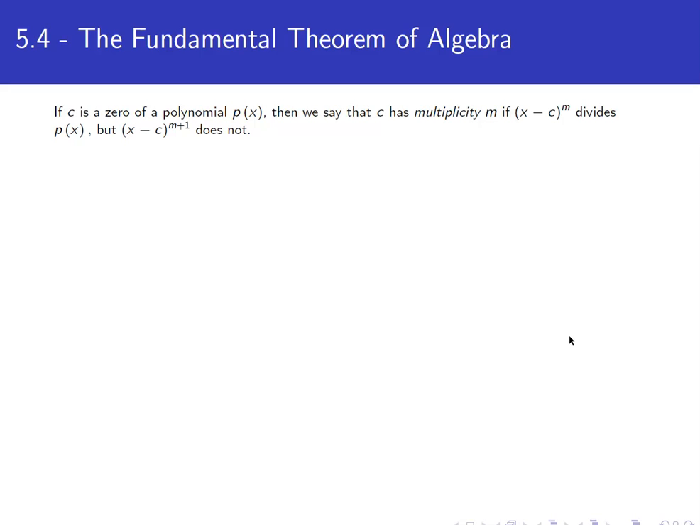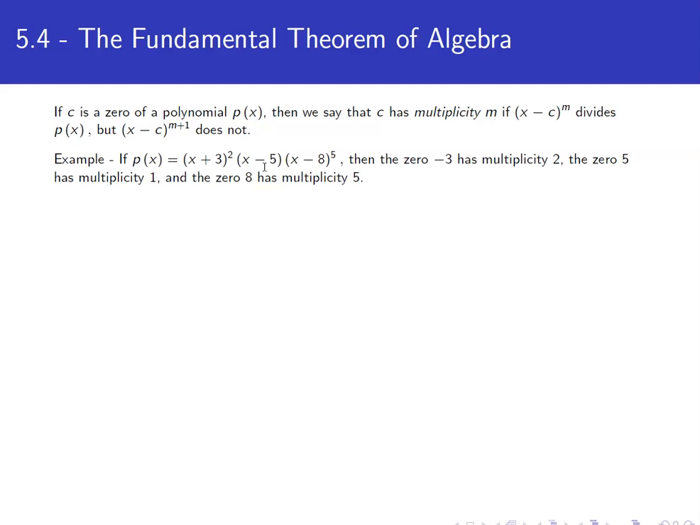So let's say that c is a 0. Then we say that c has multiplicity m if (x - c)^m is a factor of p(x), or divides p(x), but if I add one more factor, then it does not divide it anymore. All right, so that's a lot of words, a lot of symbols. Let's see if we can illustrate what we mean by this through an example.